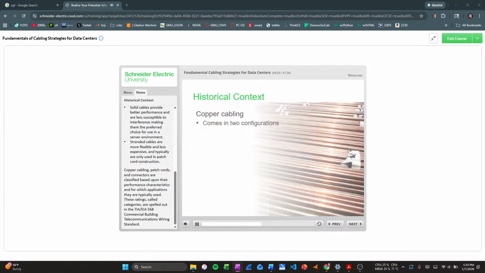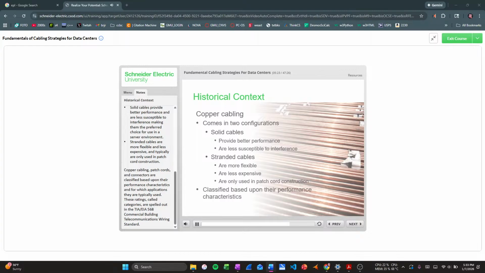Copper cables come in 2 configurations. Solid cables provide better performance and are less susceptible to interference, making them the preferred choice for use in a server environment. Stranded cables are more flexible and less expensive, and typically are only used in patch cord construction. Copper cabling, patch cords, and connectors are classified based on their performance characteristics and for which applications they are typically used. These ratings, called categories, are spelled out in the TIA EIA 568 Commercial Building Telecommunications Wiring Standard.